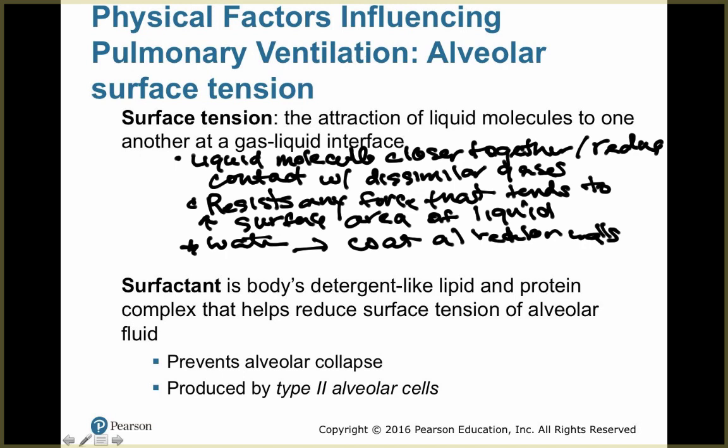And so this essentially could be bad, right? It could be bad because this essentially could cause the alveoli to shrink and collapse.